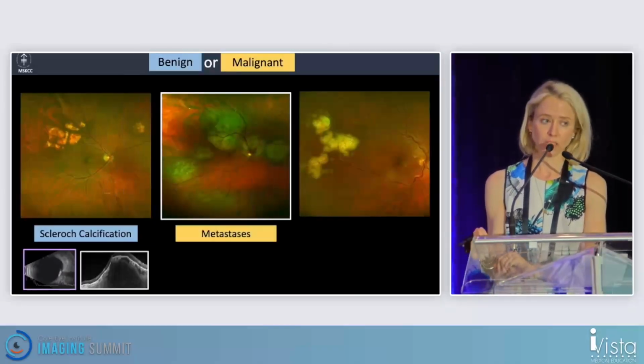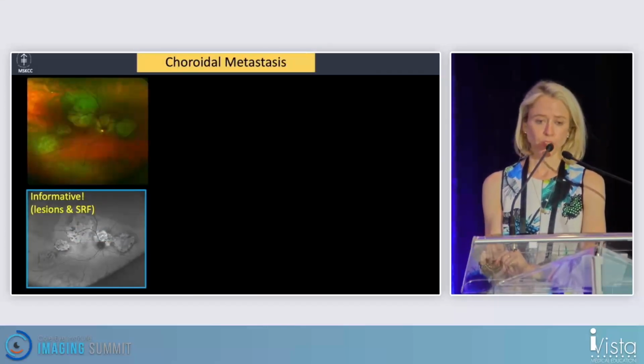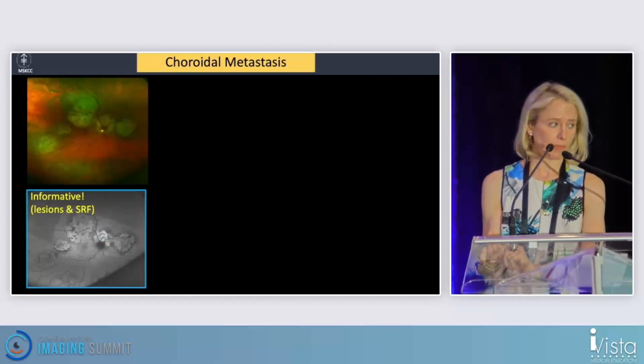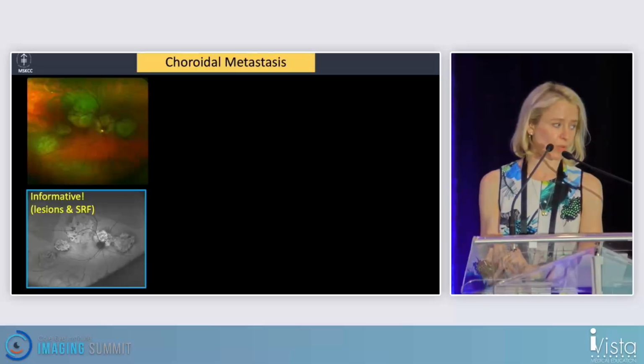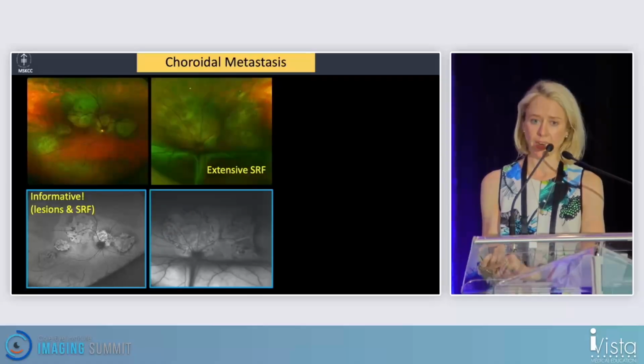This middle one is, in fact, metastasis. The autofluorescence is really informative for metastasis. It can show you areas that you wouldn't otherwise think were involved. These are typically a bilateral process.